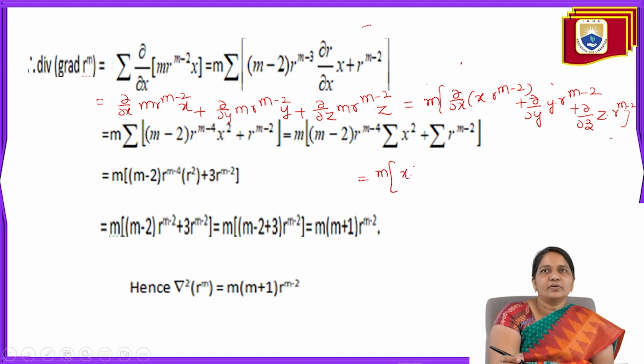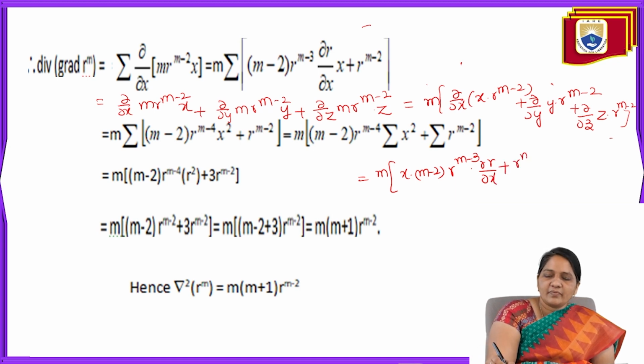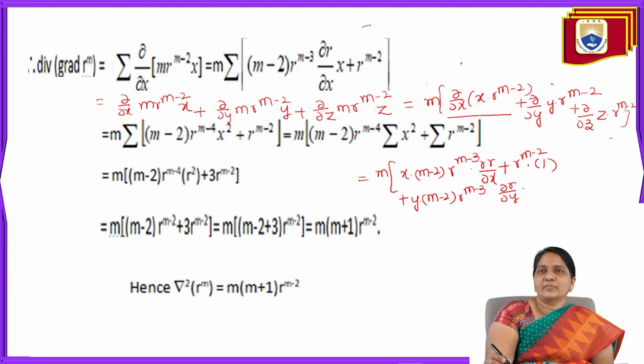X is constant, so we are doing m minus 2 into r power m minus 3 into dou r by dou x, plus r power m minus 2 into dou by dou x of x, which is 1. So the u into v form for the first term is completed. Next term, dou by dou y: y into m minus 2 into r power m minus 3 dou r by dou y, plus r power m minus 2 into dou by dou y of y, which is 1. This is the second term.